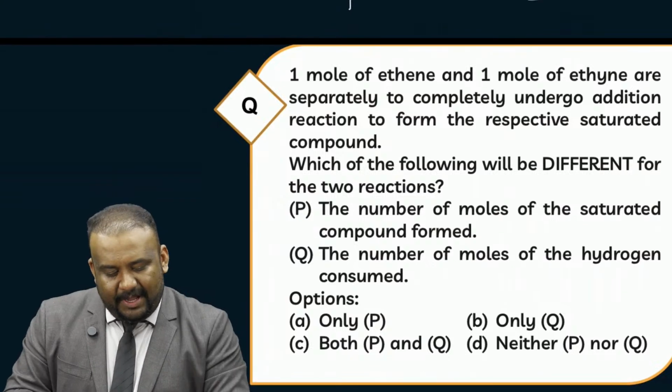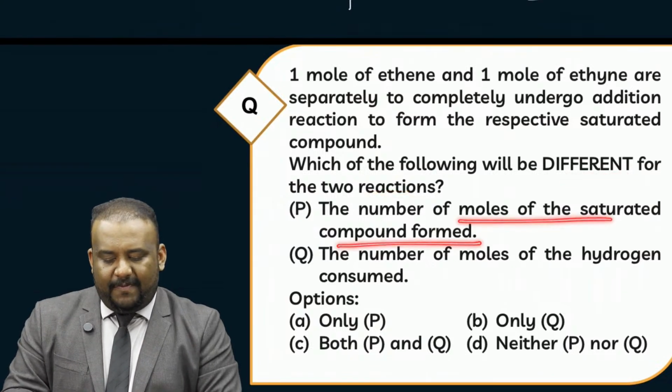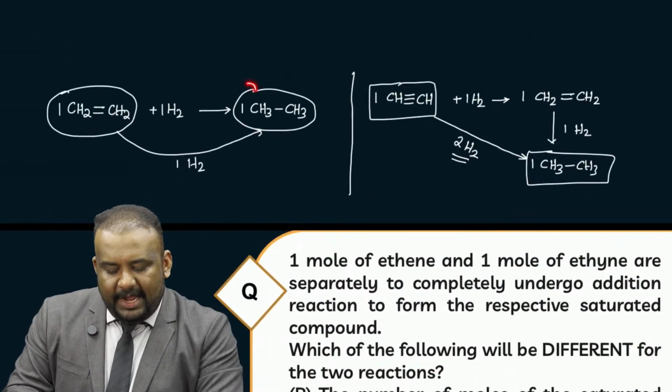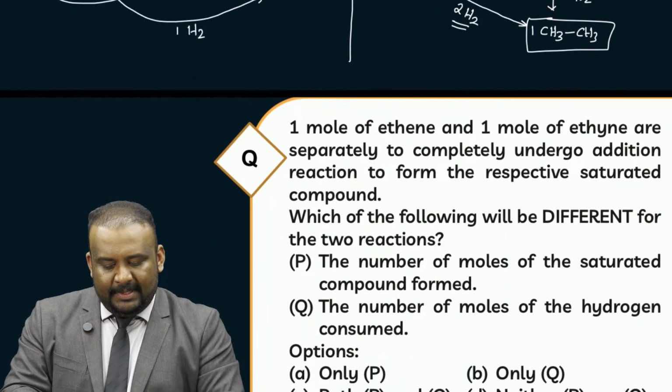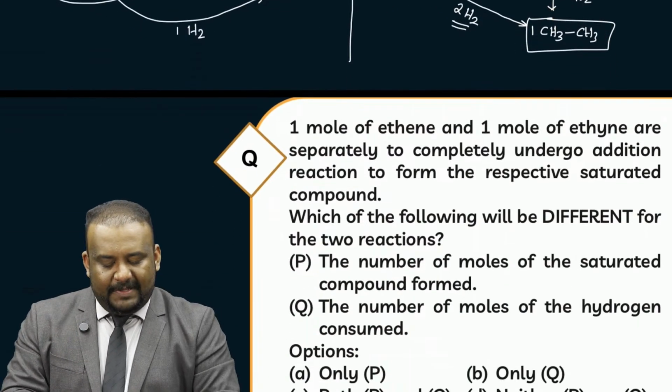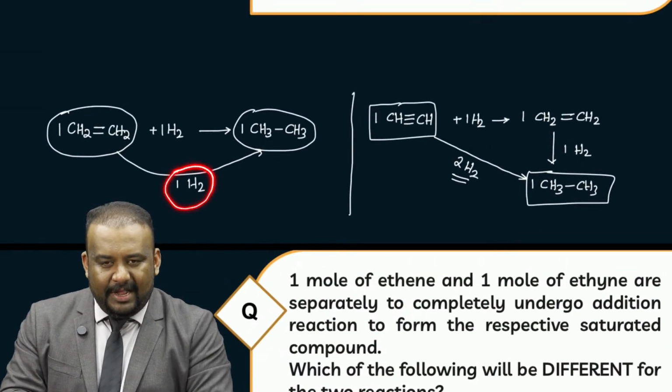So which of the following will be different for 2 reactions? The number of mole of saturated compound formed. Look at this. In both the reactions, how many mole of ethane we are getting? Only 1 mole. So number of mole of saturated compound formed is not different. Number of moles of hydrogen consumed, that is different only, right? Look here, 1 H2, here it is 2 H2.